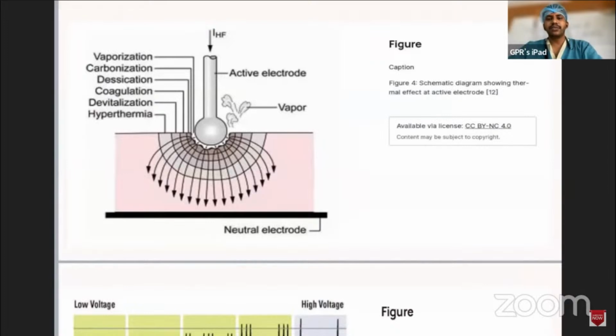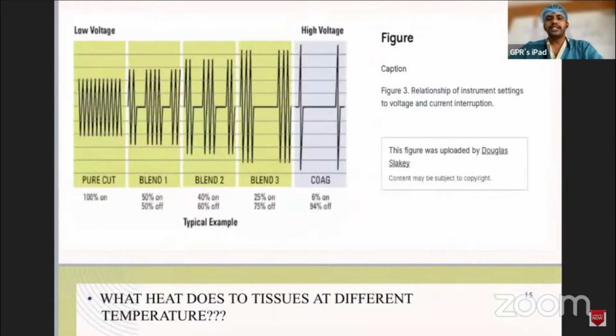This hyperthermia later develops into scar tissue. And last but not least, out of this heat energy transmission, the vapor comes out of the body as waste. So this is how the energy is used in an electrocautery current.